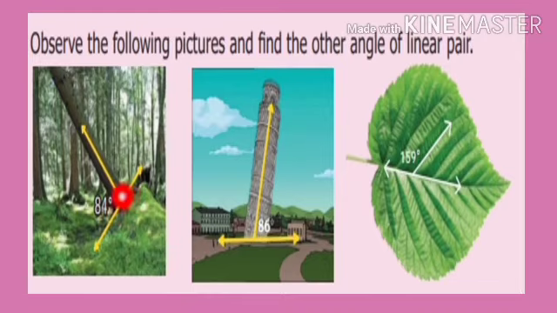Here our question is to find the other angle of a linear pair. It is given that it is a linear pair of angles. We know the condition: when we add two angles and it gives 180 degrees, then we can say that these two angles are in a linear pair. So here 84 degrees plus some other angle gives 180 degrees. By using this, you can easily find the other angle of the linear pair.